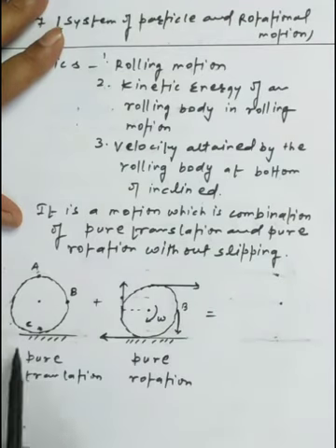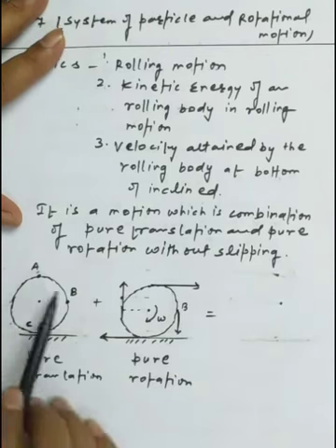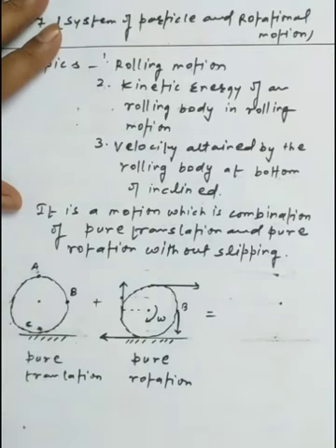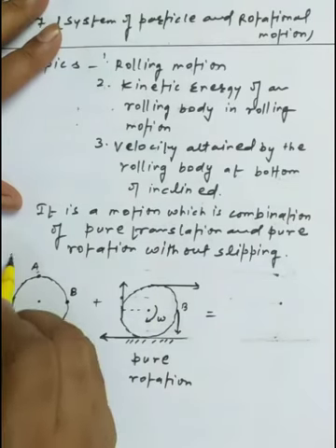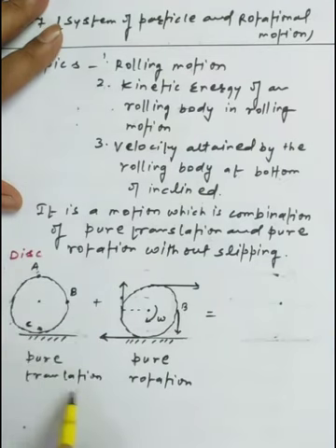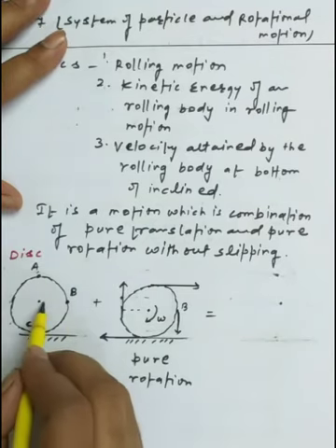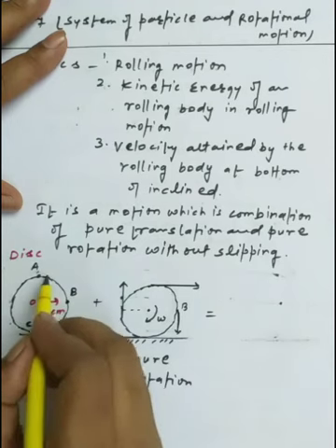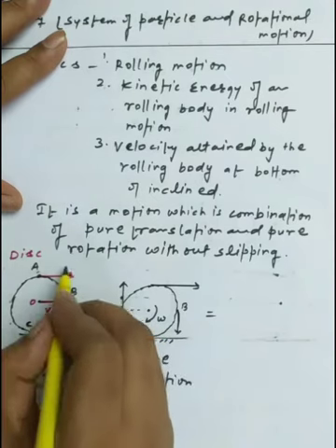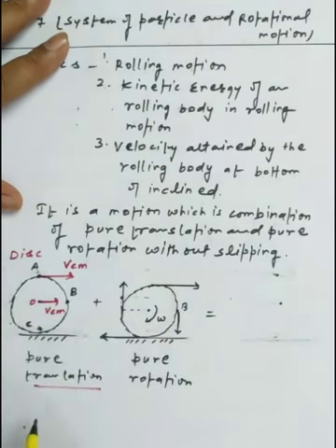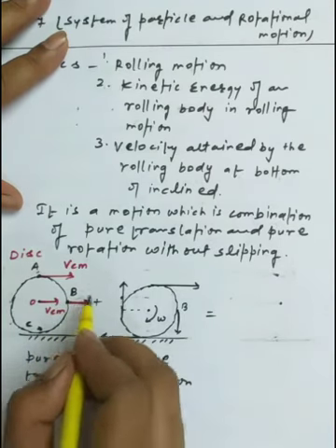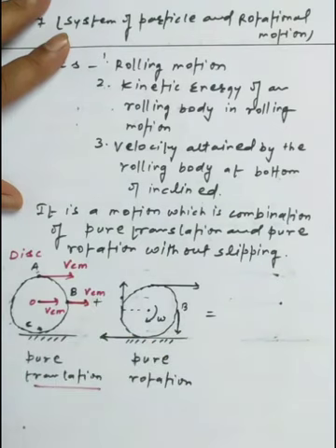So how can we discuss the velocity of the different particles available on the given body? This given body is a disk. Imagine this disk making pure translation. Whenever it makes pure translation, all the particles have a velocity equal to the velocity of the center of mass. The particle at A has the velocity of the center of mass. Similarly, the particle at B has the velocity of the center of mass.